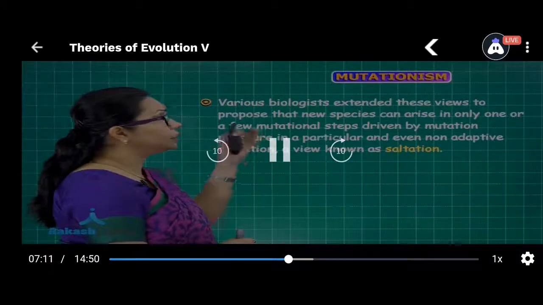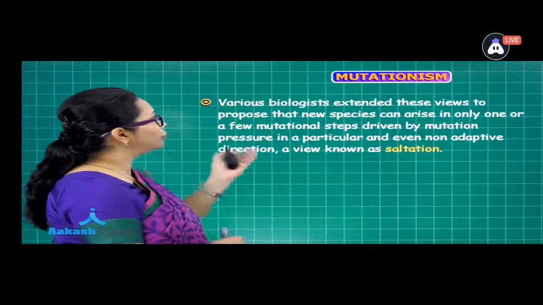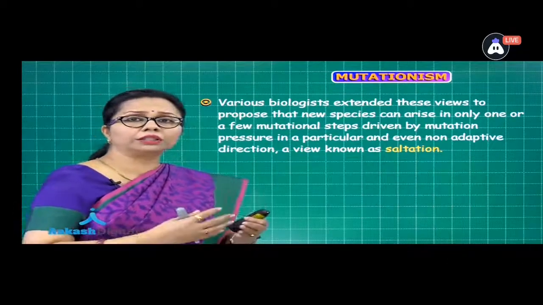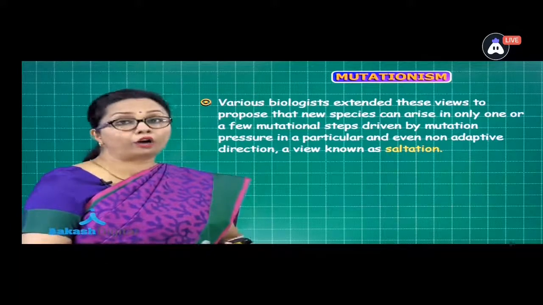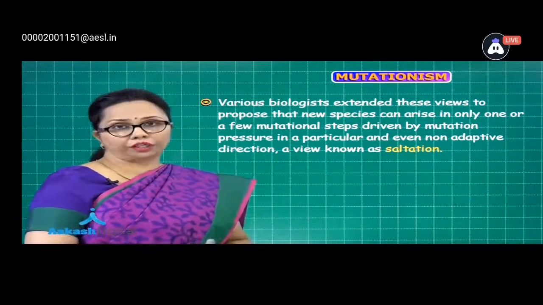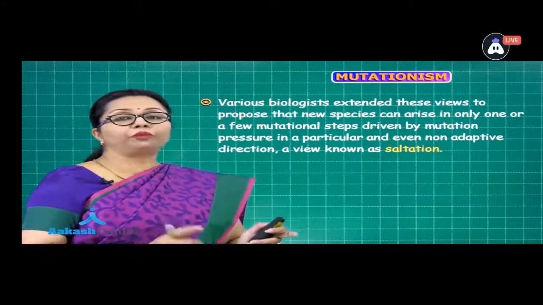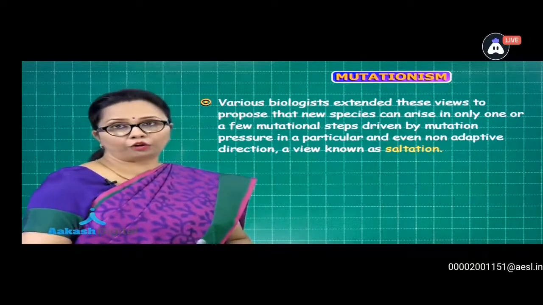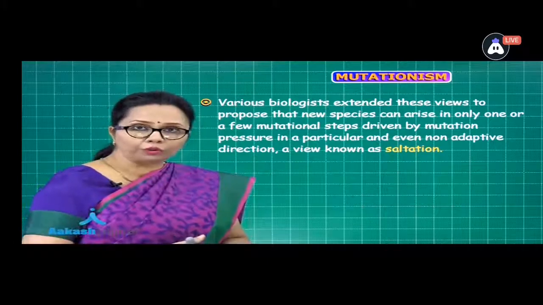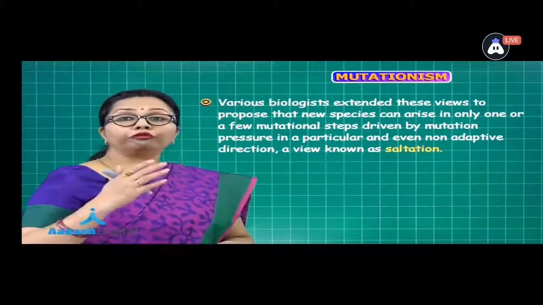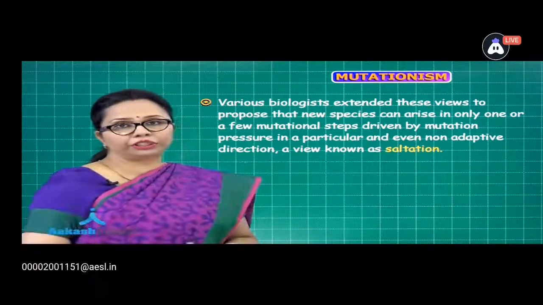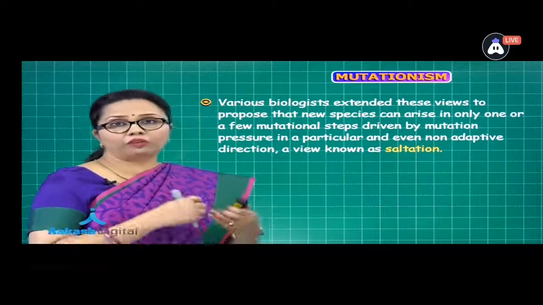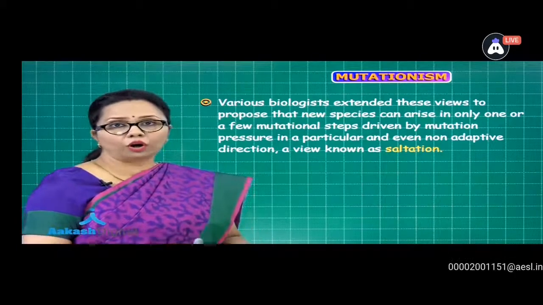And so various biologists later extended these views to propose that new species can arise in only one or a few mutations. So there can be a single-step large mutation occurring, leading to macroevolutionary changes, and that's what is called saltation. The term saltation itself means jumping. So that means there is an abrupt change, and that is what we see in macroevolution. Because if evolution was so gradual, then certainly in our fossil record we should have found a number of transitional species in between. But that is not so. So that means there have been these large-scale changes which have occurred in nature from time to time. And that's what is called saltation.